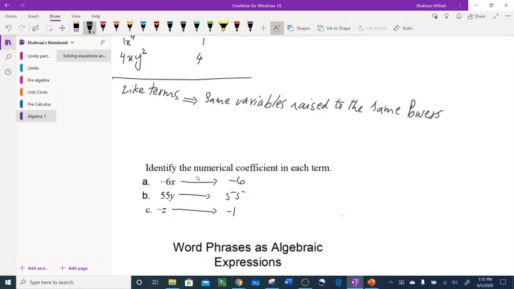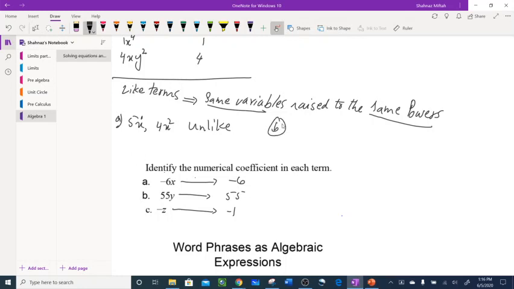Okay, so let's do some examples for like terms. If I have the example 5x and 4x squared, determine whether the terms are alike or unlike. If you pay attention, I have the same variables, but I don't have the same exponents, because there is an invisible 1 exponent. So the exponents are not the same. And we specifically said raised to the same powers. Same power, same variables. So no, this is unlike. They are unlike terms.